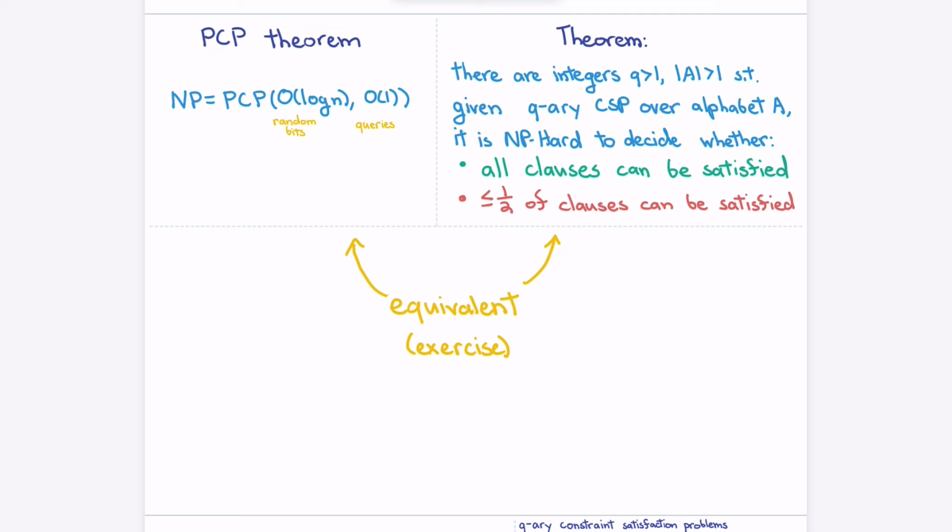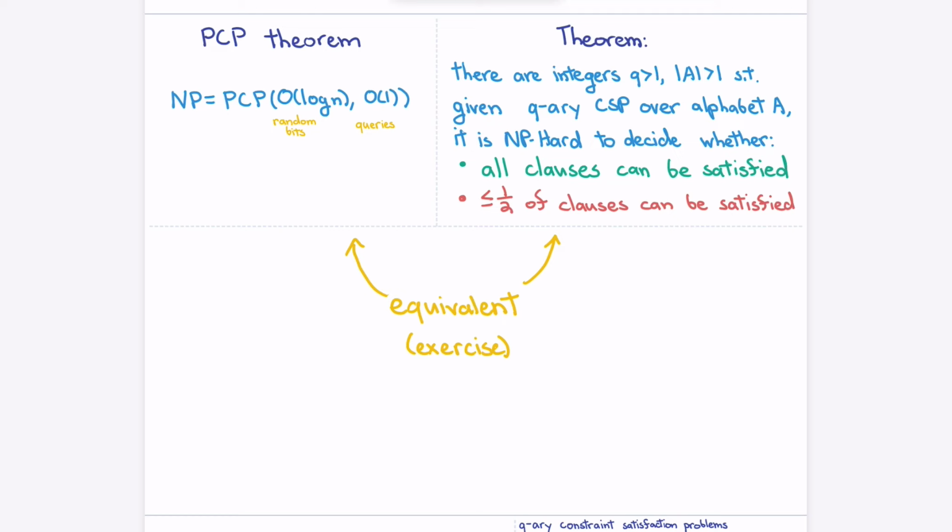NP-hard means it can solve any problem in NP. NP means that it has a polynomial time verifier. And this is clearly in NP, because you can just check all the clauses and see if half of them are satisfied. But what you really need is NP-hard.